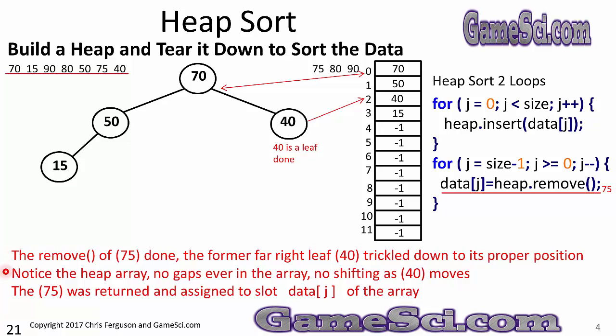Notice the heap array. No gaps ever in the array. No shifting is 40 moves. The 75 was returned and assigned to slot data sub j of the array. The remove of 75 is done. The 75 then gets assigned to data sub j. Data sub j says put it in the end of the array.